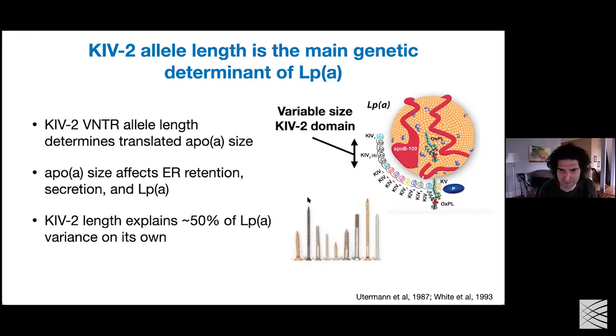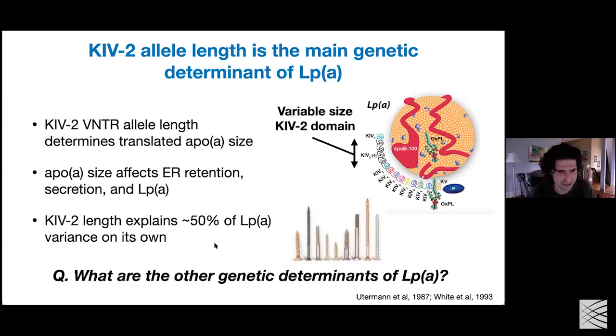From this effect alone, KIV2 length explains about 50% of lipoprotein A variance. So the starting point of any study of lipoprotein A in the UK Biobank, or maybe lipoprotein A in general, requires detailed knowledge of these KIV2 lengths, which are really explaining a lot of the variance. I'll remind you, lipoprotein A concentration is about 92% heritable. And so KIV2 length explains most of the heritability, but it's far from the entire story. So next we sought to identify the other genetic determinants of lipoprotein A concentration.